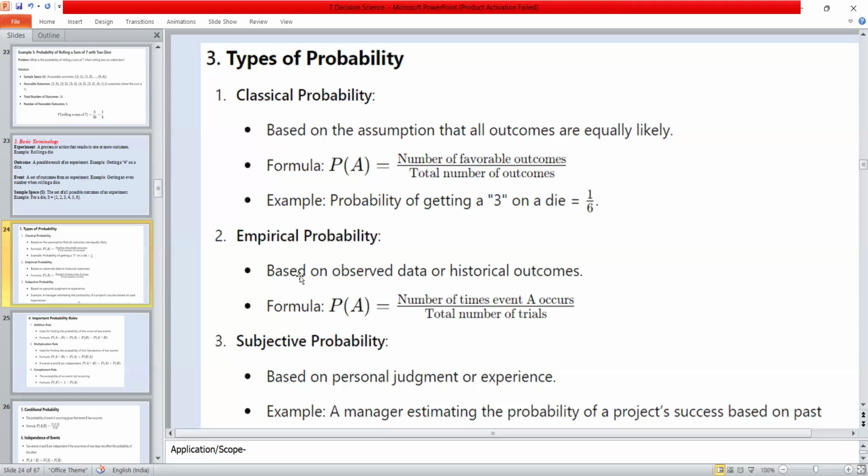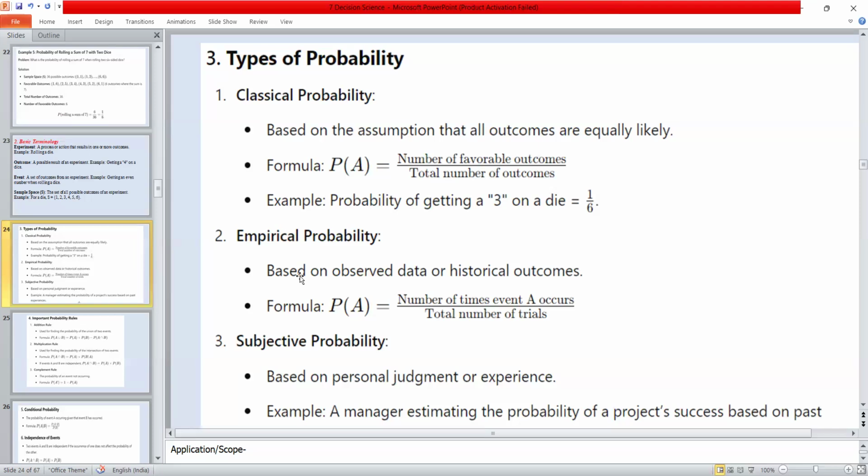Now next is empirical probability. So the word empirical denotes that it is an experiment. Okay, empirical is almost similar to experimental. So it is based on observed data or historical outcomes. So it is probability which depends on observed data, like in an experiment. Pharmaceutical companies provide drugs, they test drugs on animals, they test drugs on human beings, and they take decisions based on how many individuals or animals show positive results, and how many show no results, or negative results.